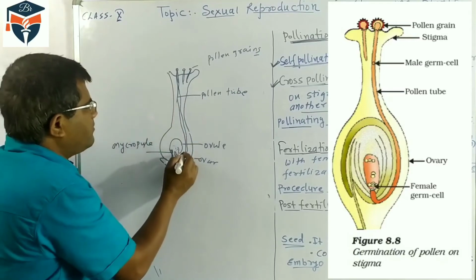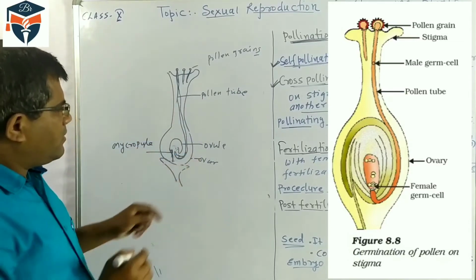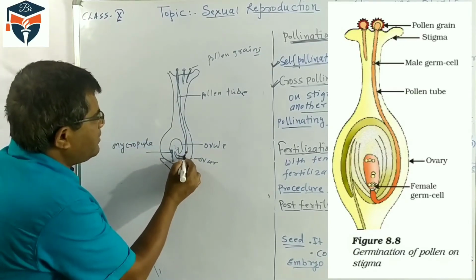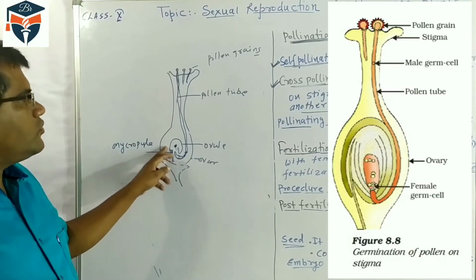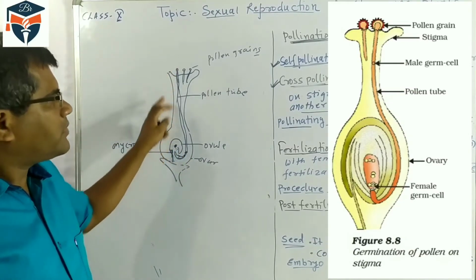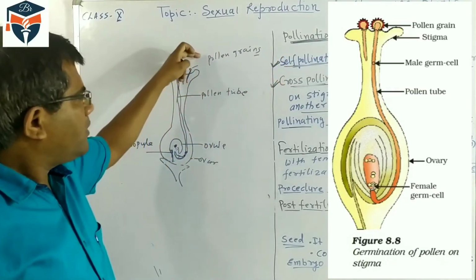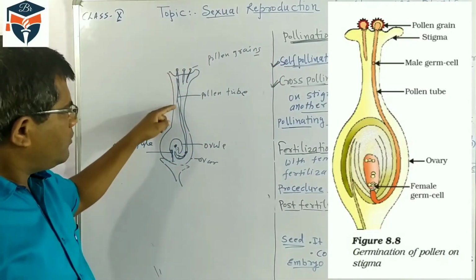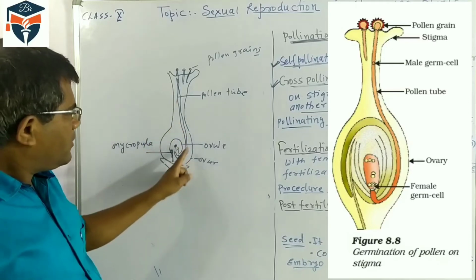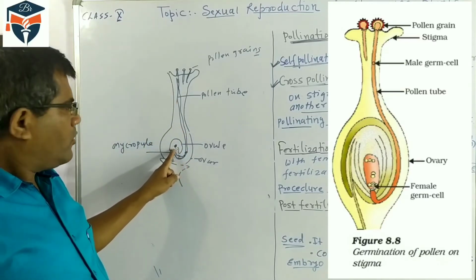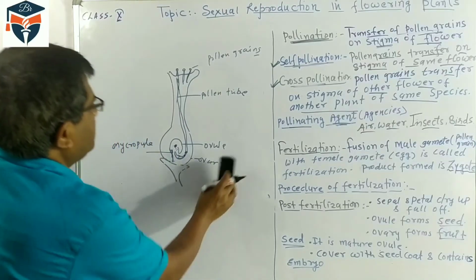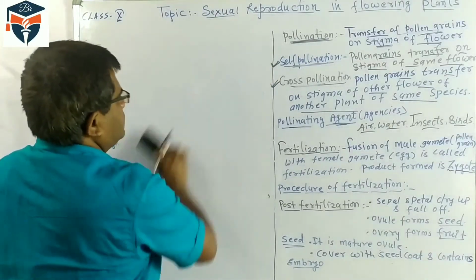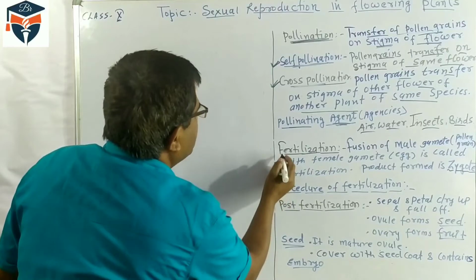The pollen tube has the male gamete, and this male gamete will fuse with the female gamete. So this is the process after pollination. Pollen grain germinates, the pollen tube is formed, and the pollen tube enters inside the ovule where the egg is present. Now another important part is fertilization. Now what happens in fertilization?